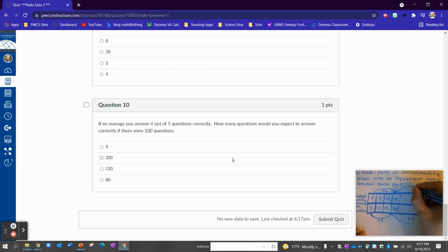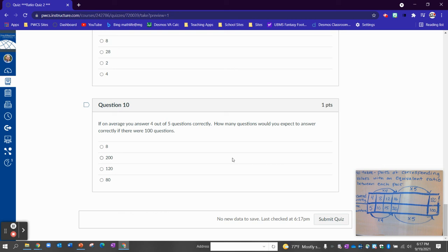So 16 times that same factor of 5 will keep it proportional. If one's going to be multiplied by 5, the other one's multiplied by 5, and it's proportional. So 16 times 5, I would do 5 times 10 to get 50, plus 5 times 6, which is 30. So 50 and 30 gives me 80. So that is the answer.